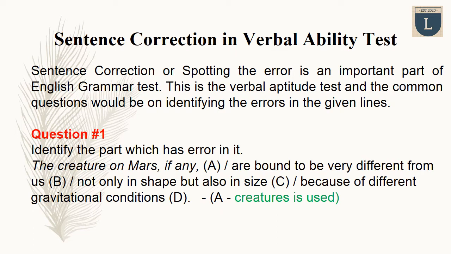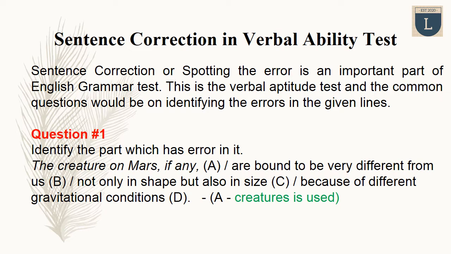So instead of creature, we need to use creatures in order to justify the context of the rest of the sentence. The rest of the sentence, the context is talking about plural, like creatures on Mars, if any, are is a plural, are bound to be very different from us, not only in shape but also in size because of different gravitational conditions. Also, the definite article the is used on universal facts and general facts and for plurals. So therefore, it should be used before plurals.